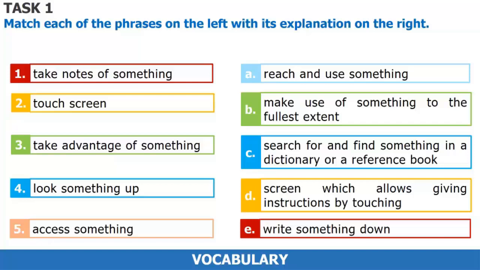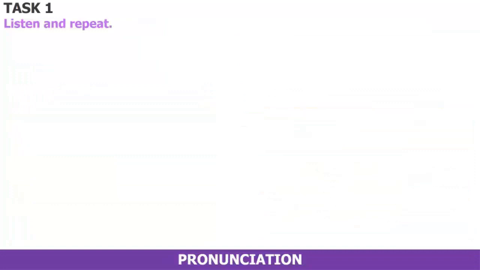So, what is the meaning of look something up? We learned this phrase in the previous lesson. The Vietnamese meaning is tra cứu thông tin. And the last one, access something, obviously matches with A. The meaning of this word in the context is tiếp cận hoặc là truy cập. After learning the vocabulary section, I hope you can remember the vocabulary above. Now we move on to the next section, pronunciation.